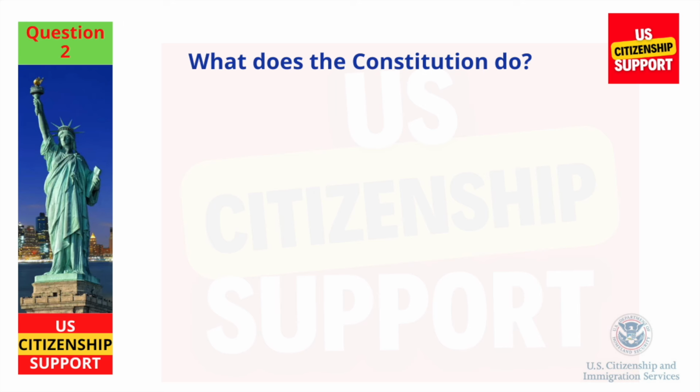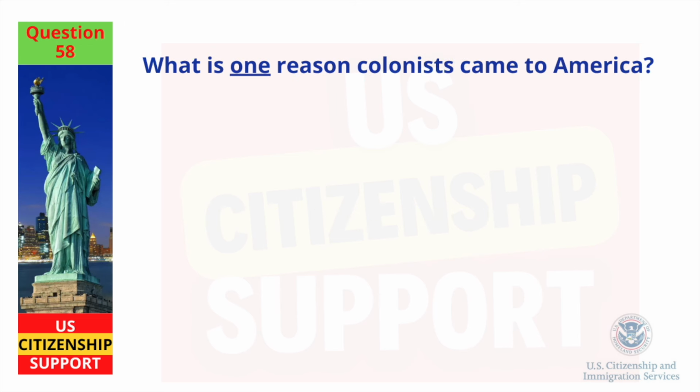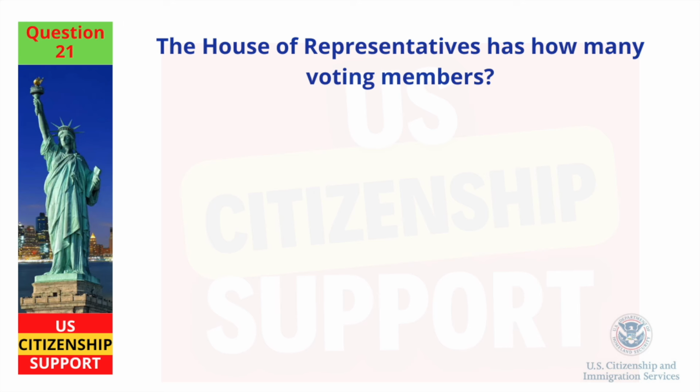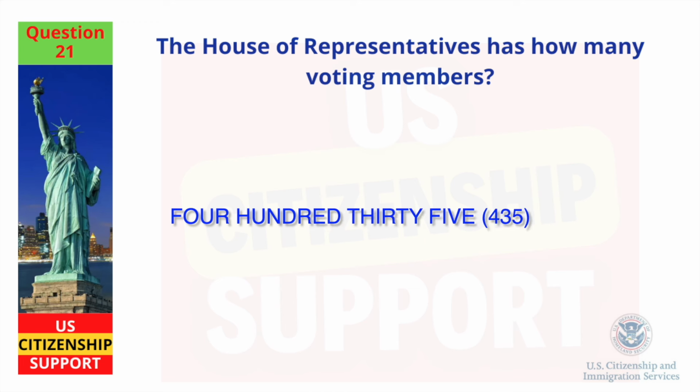What does the Constitution do? Sets up the government. What is one reason colonists came to America? Freedom. The House of Representatives has how many voting members? 435.